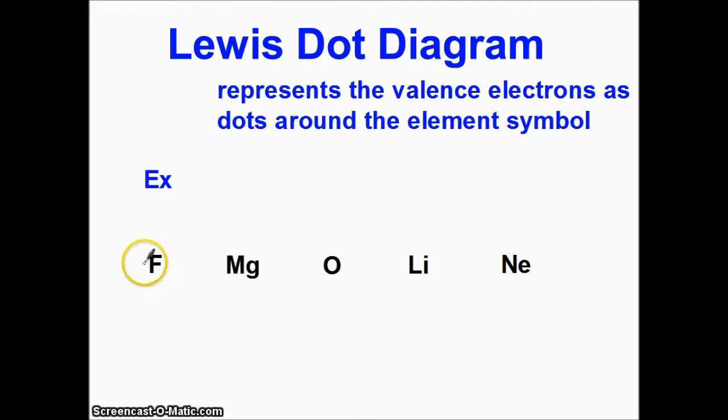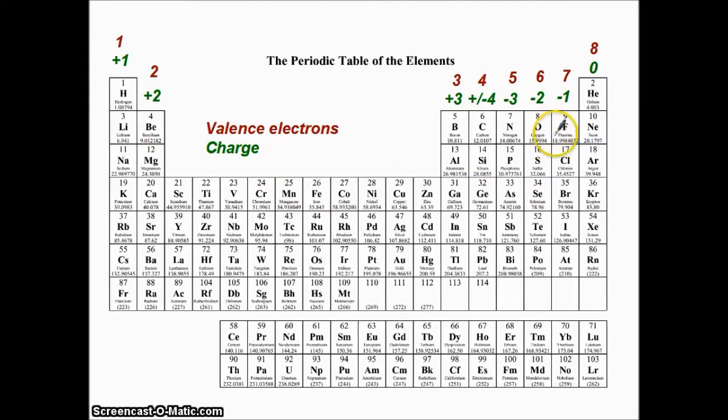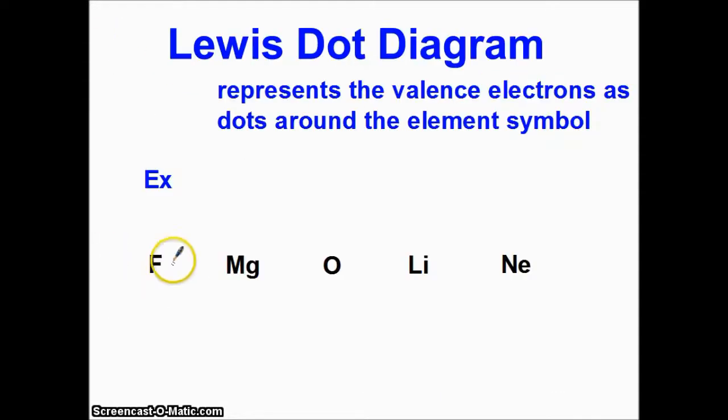So let's first look at fluorine. The very first thing I need to know is how many valence electrons fluorine has. So I can look at my periodic table, find fluorine, go up to the top, and I have it labeled 7 valence electrons. So now I know there's 7 valence electrons here on fluorine, so it's going to need 7 dots. And the dots need to go in a particular order. Basically, just imagine there being a box around fluorine, and it can have 2 on each side, no more than 2. I don't want a whole line of dots here.